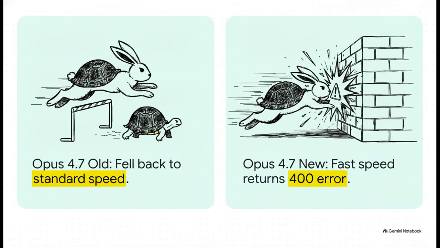And there is actually a second breaking change, and this one involves an older model, Claude Opus 4.7. Back in the day, if you requested fast speed and the system couldn't fulfill it, it would just gracefully fall back to standard speed. Well, that's no longer the case. Requests to Claude Opus 4.7 with the speed set to fast will now just return an immediate error outright. Fast mode has basically been completely ripped out of that model.